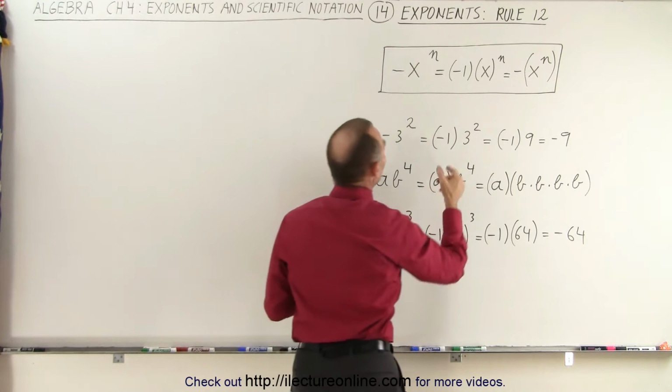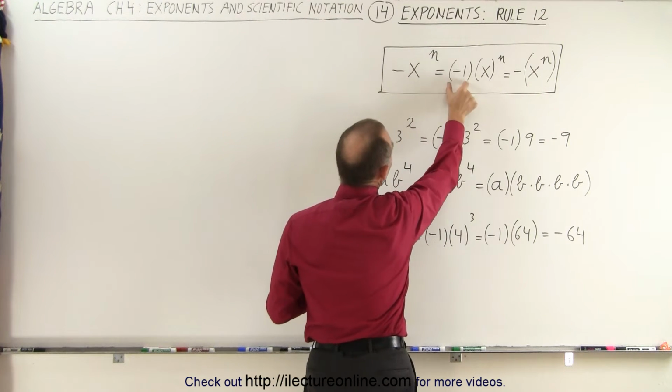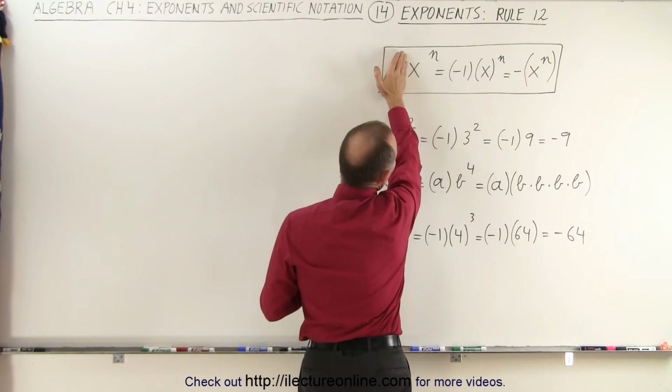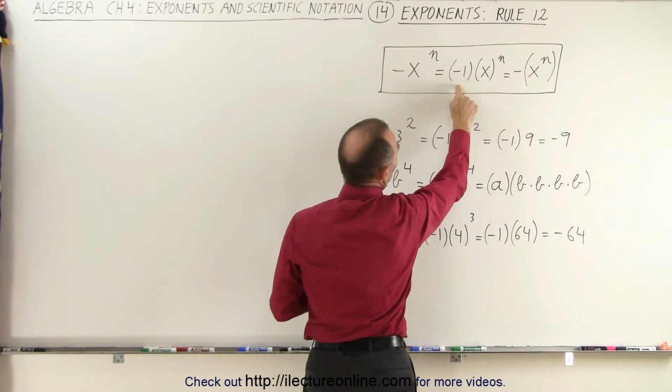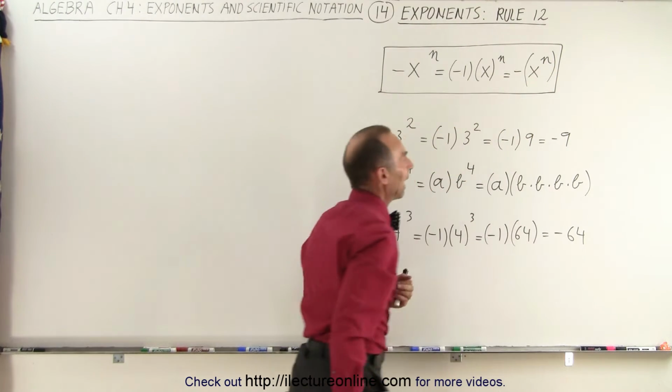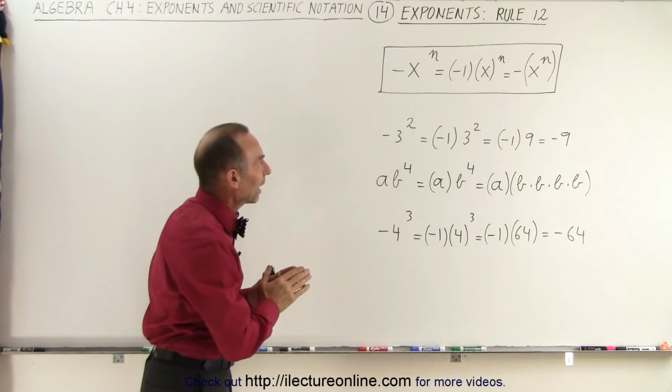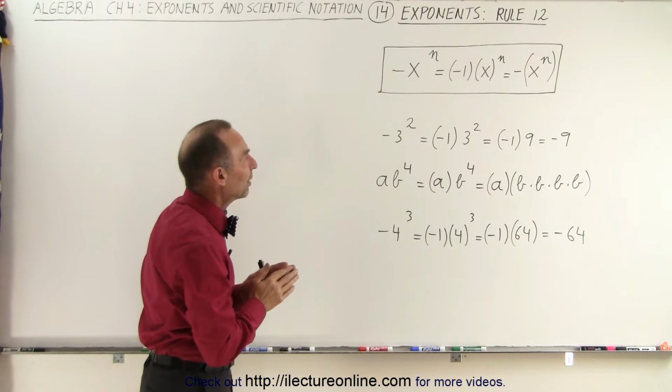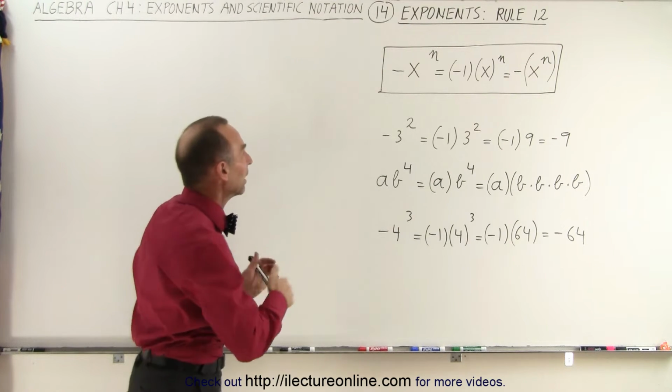So the rule says that the negative really means -1, which is multiplied times x to the n power, which is exactly what we have here. So it's negative times the quantity x to the n power. We just need to understand that when there aren't any parentheses, the exponent does not apply to the negative sign.